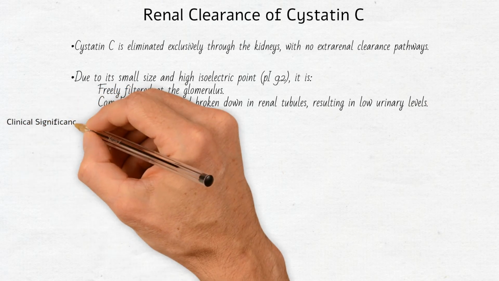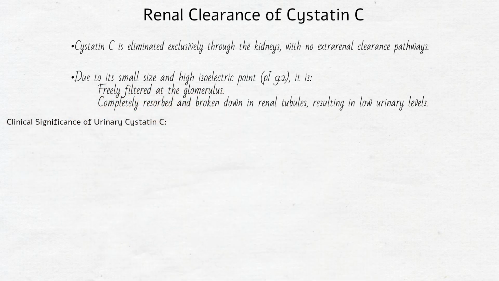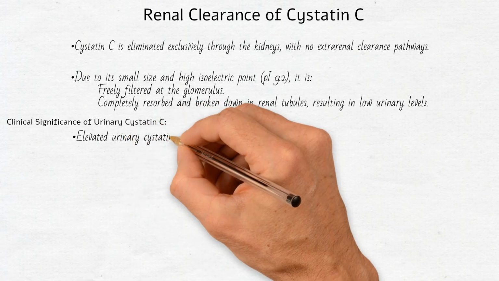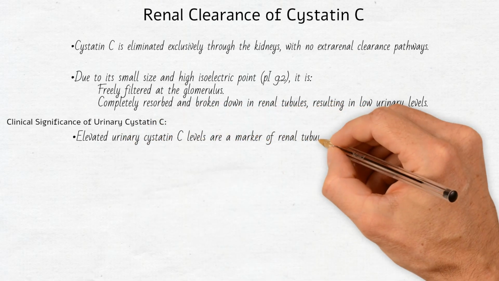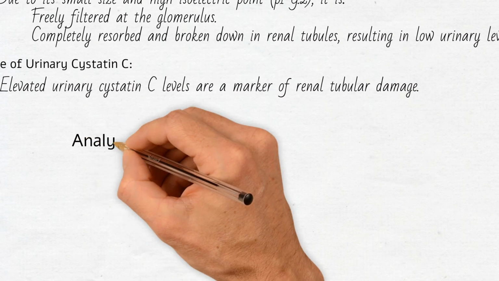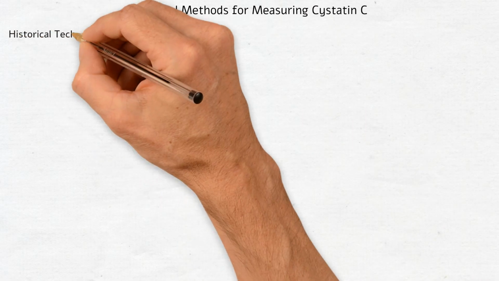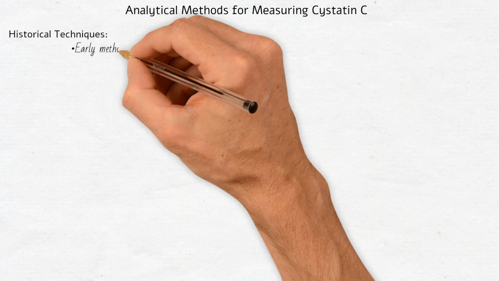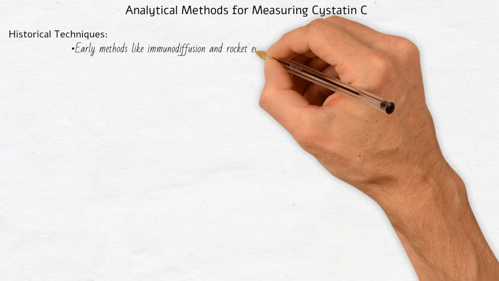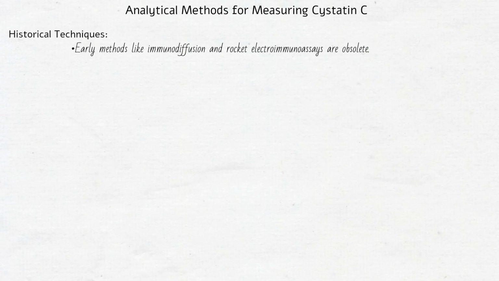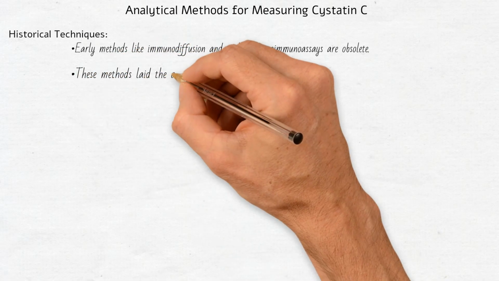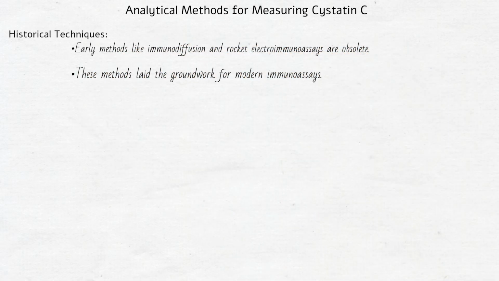Clinical significance of urinary cystatin C. Elevated urinary cystatin C levels are a marker of renal tubular damage. Analytical methods for measuring cystatin C. Historical techniques. Early methods like immunodiffusion and rocket electroimmunoassays are obsolete. These methods laid the groundwork for modern immunoassays.